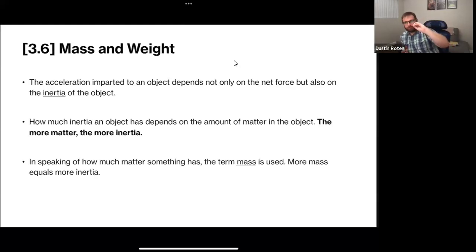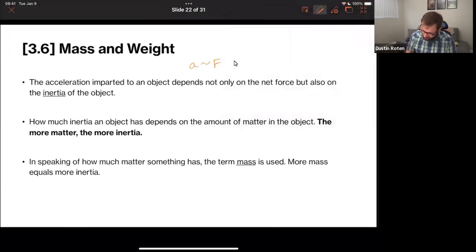Okay, so we've talked about forces, we've talked about acceleration, and we've talked about some of the forces that change acceleration, which is friction. Now let's talk about the other thing that will affect your acceleration that is related to Newton's second law: mass and weight. The acceleration imparted to an object depends not only on the net force, but also on the inertia of the object. So remember, acceleration is, to write it this way.